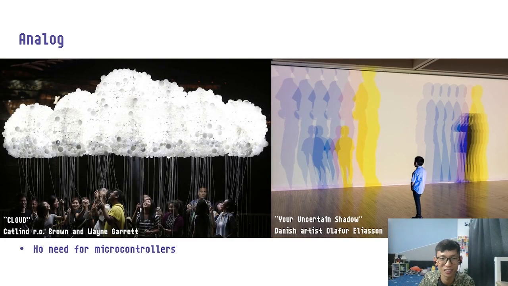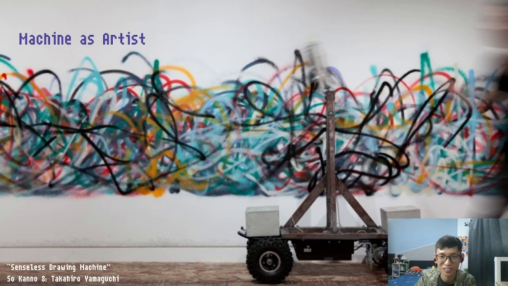Analog art is generally art that does not need any microcontrollers or any computers. They just work with light, shadow, movement, like a clock. It's all analog. Another type of artwork would be the machine as an artist. So the machine would be producing the artwork, and we just provide the parameters or the settings for the machine to do the artwork.